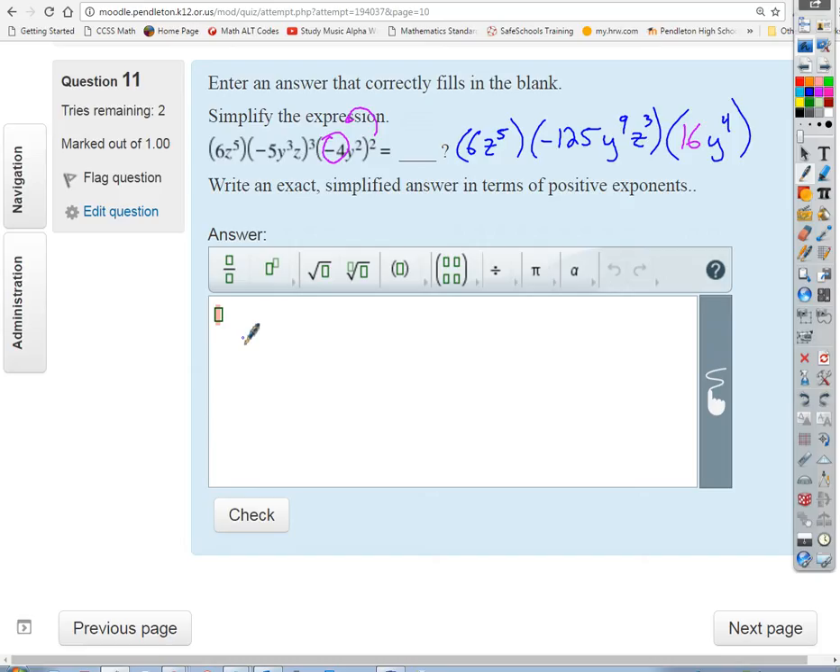And it's going to be negative, isn't it? Negative 12,000, and then let's see, do we have any x's? No. What's the first variable we run into alphabetically? Y, I guess? So what's y going to be to? 13, good, because when you multiply like bases, you add exponents. Good, so y to the 13, and then z to the what? 8th. Okay? Make sense? We good?